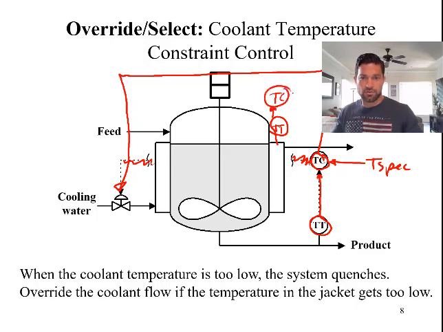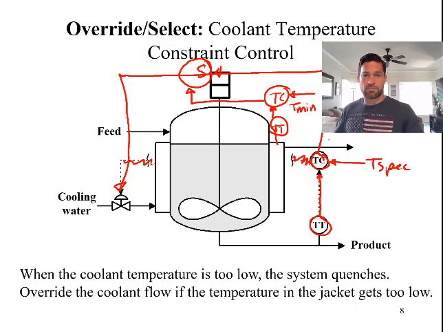Then we have a temperature controller for the coolant water. And in this case, we have a minimum, so we have a temperature that's a minimum. Okay, so now we're going to have a select controller incorporated into this loop. And the select controller is going to select between the primary control objective, which is the temperature of the product stream coming out, and the temperature of the coolant water going in.